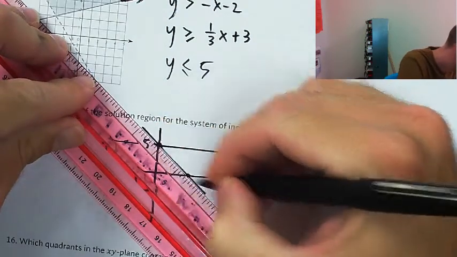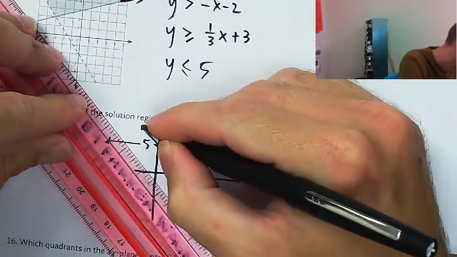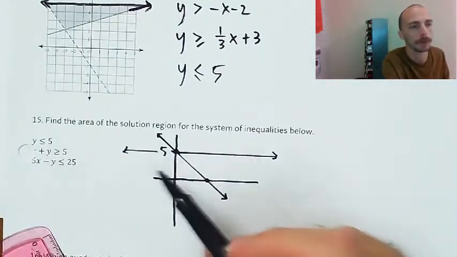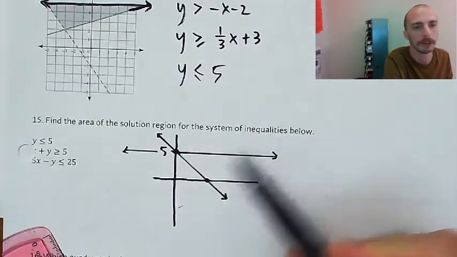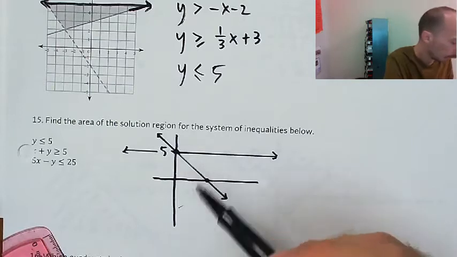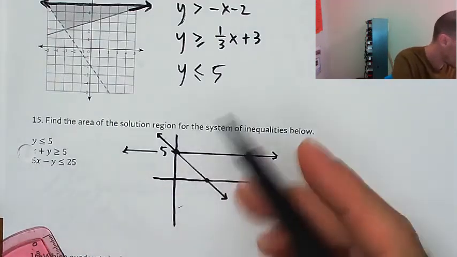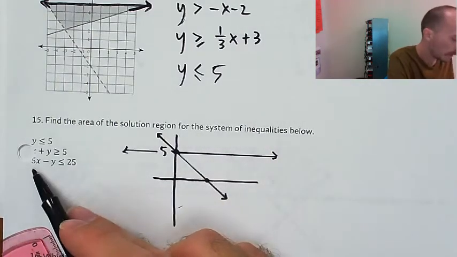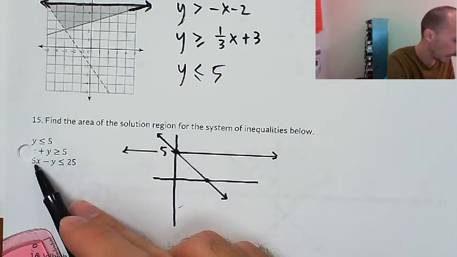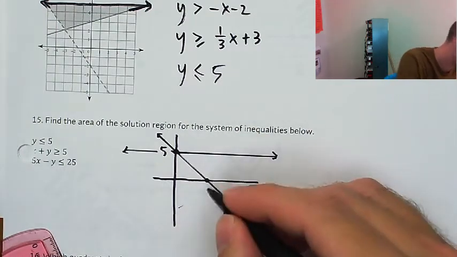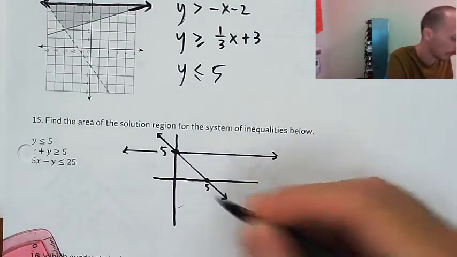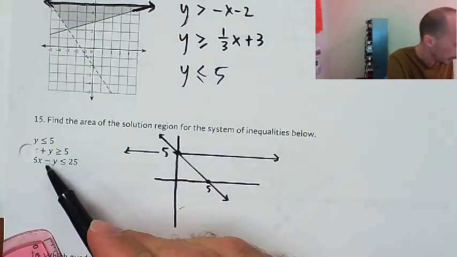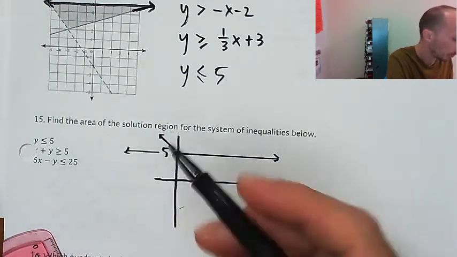Okay, for the next one, I don't need that much more, because I can see what the x-intercept of the next one's going to be. It's also going to be 5, so I think it's going to make a triangle. And that'll be nice. Okay, so 5x minus y less than or equal to negative 25. I'm going to find the intercepts. 5x equals 25, x equals 5. Okay, so I'll put that there.